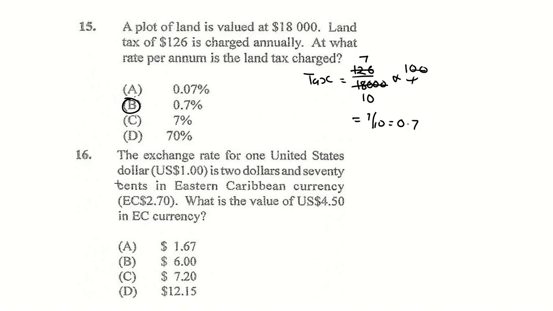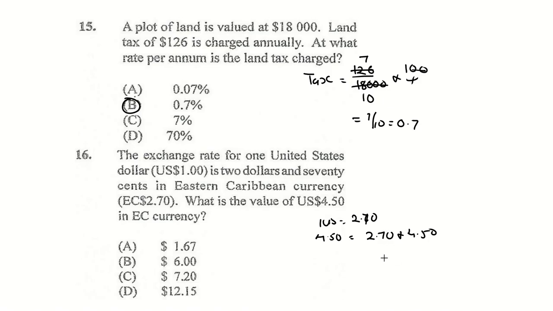Alright, this is a new question. It's a kind of different question. So 1 US is 2.70, sorry. They want to know what is $4.50 US, which would be 2.70 multiplied by 4.50.